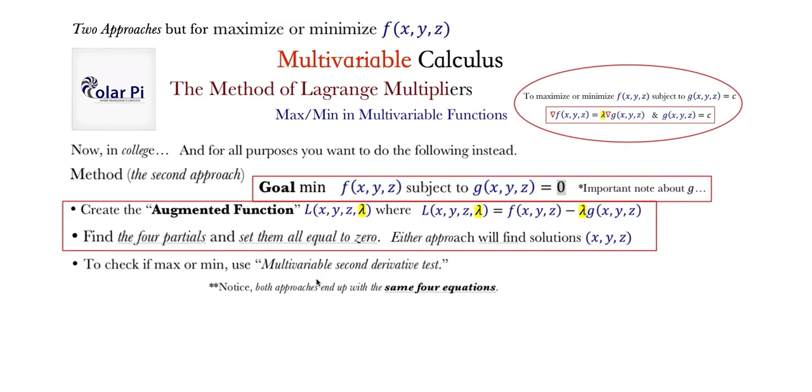Again, a different video dedicated to the multivariable second derivative test. But as I said, both approaches are the same, and in fact, they lead to the same four equations. We're going to see that they in fact lead to the same four equations in the example that is about to come. But as I said, I'd use the second approach because it's easy to write down the L function and get started.